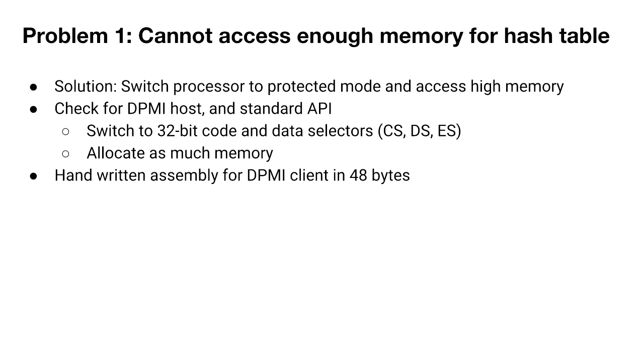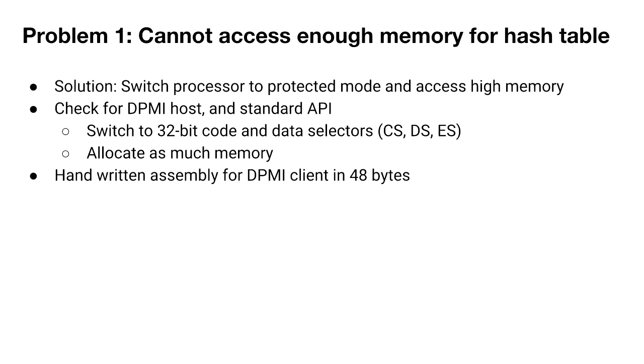So the first problem you have is that you can't access enough memory for a hash table, and the reason for this is that you're in this 16-bit segmented mode. So the trick is to switch the processor to protected mode. But if you played a lot of games back in the 90s, you'd start your game up and it would say DOS/4GW extender or PMODE/W extender, and this was a whole stub that sat in front of your binary that would be the DPMI host, let you switch the processor into protected mode, and have sane APIs for allocating memory. And even the smallest one was still about 12 kilobytes, so that's not exactly useful.